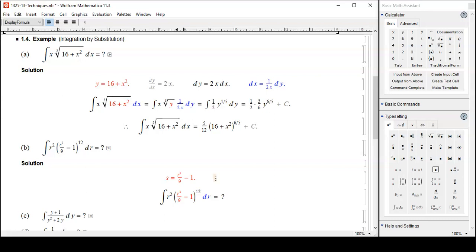And then let's take the derivative. ds is 3 r squared dr, but with 9 before. So actually this is 1/3. That's the derivative computation, and minus 1 will be gone. And therefore dr is 3 over r squared ds.